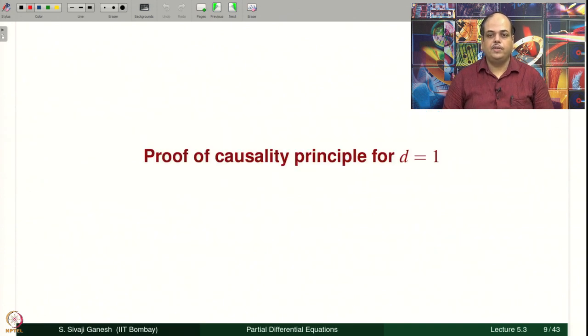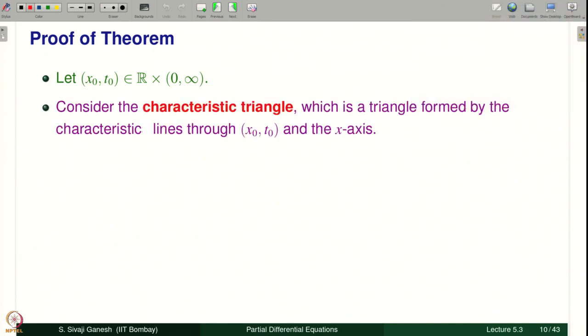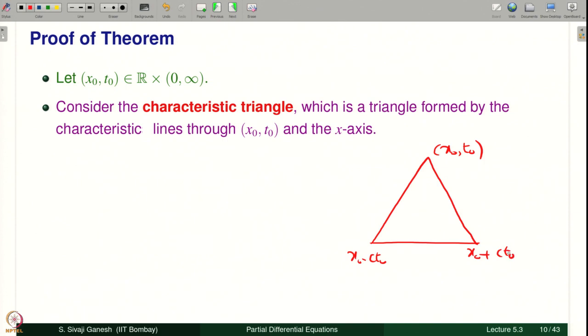So, proof of the causality principle for d equal to 1. Let (x_0, t_0) be a point in R × (0, ∞). Consider the characteristic triangle, which is a triangle formed by the characteristic lines through (x_0, t_0) and the x axis. That is, this is the point (x_0, t_0), this point is x_0 − c t_0, and this is the point x_0 + c t_0. This is called the characteristic triangle.